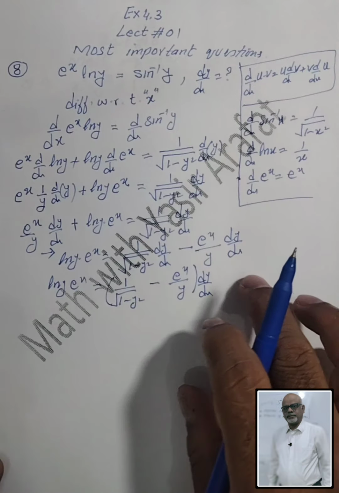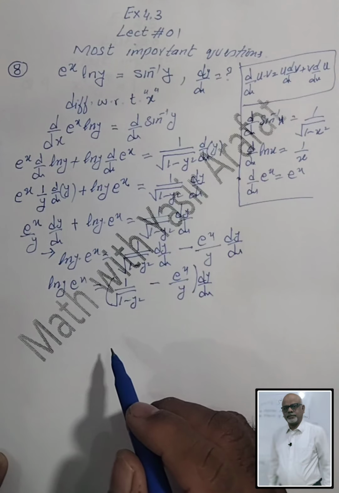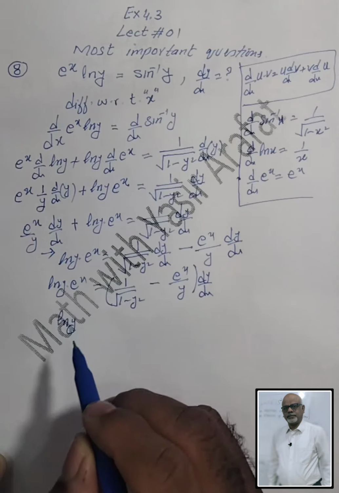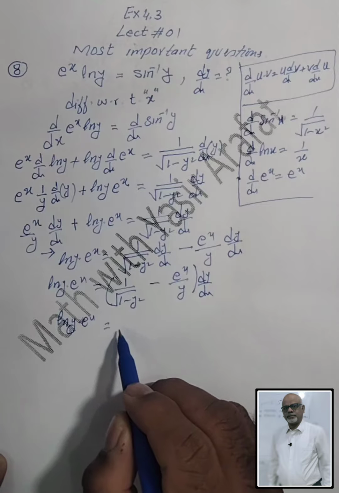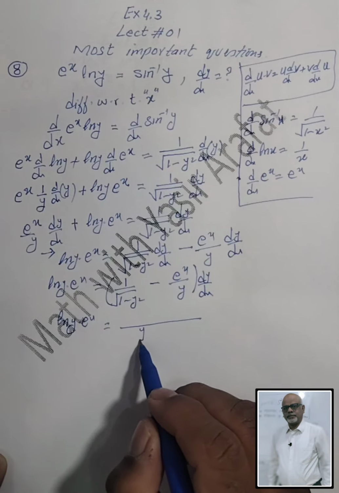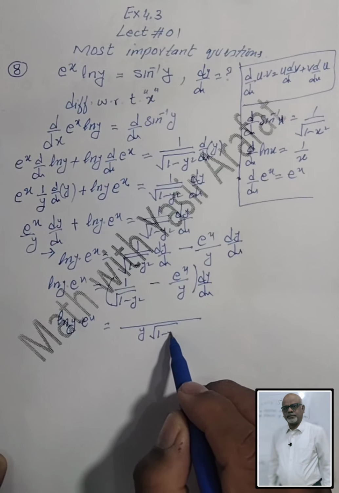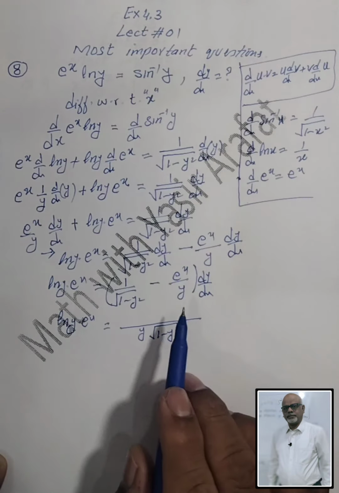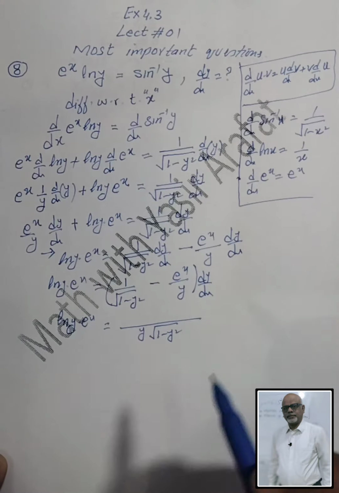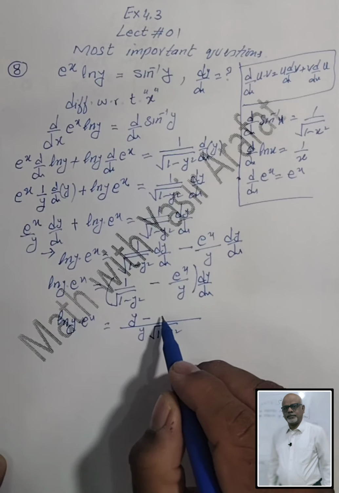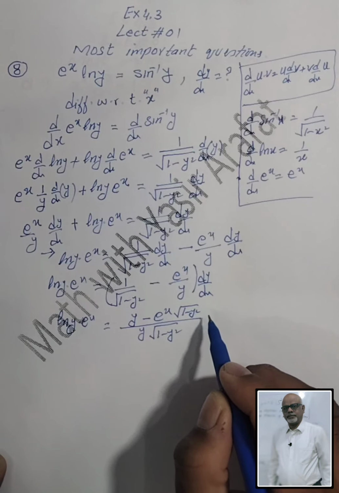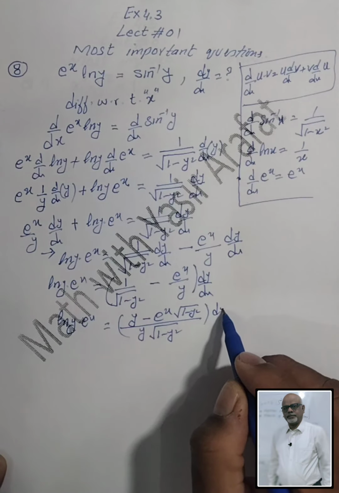Take out dy upon dx common here. Now take out the LCM here. So the LCM will be the product of the denominators, that is y into root of 1 minus y square. This y multiplies by this 1, and this denominator will multiply with this numerator. So this is y minus e to the power x into root of 1 minus y square. This is the LCM of these two fractions here.